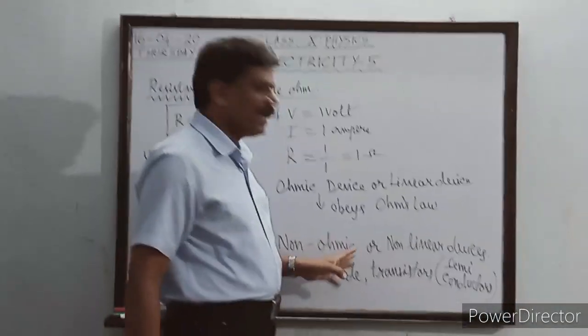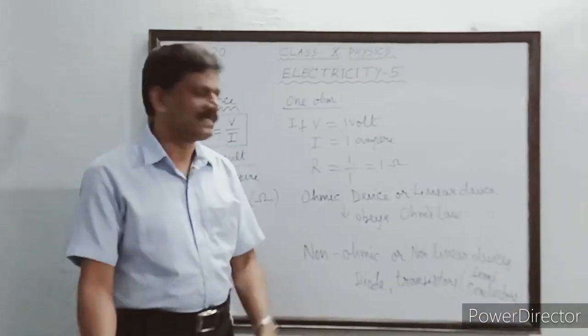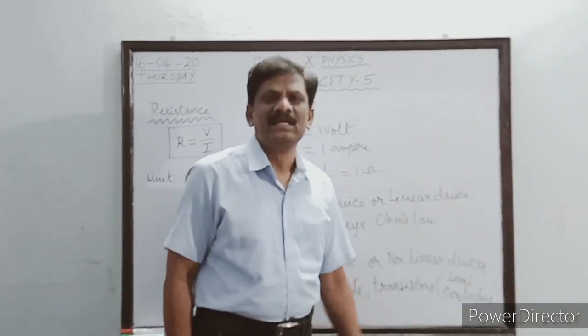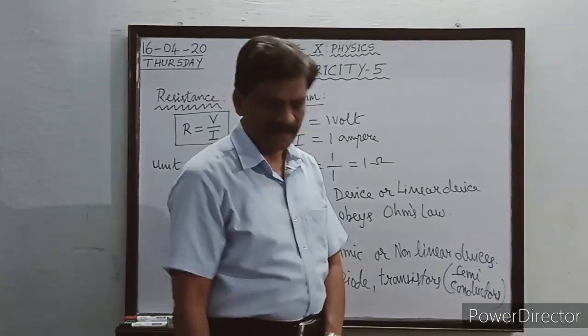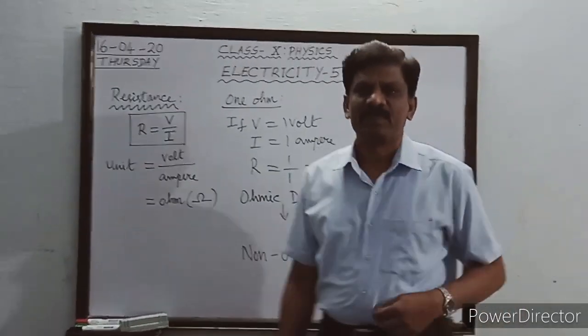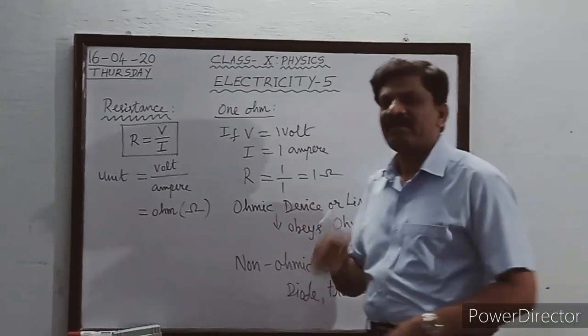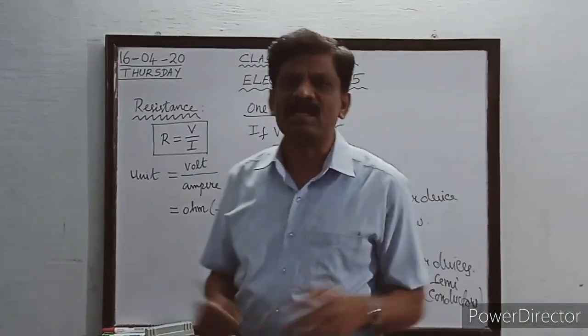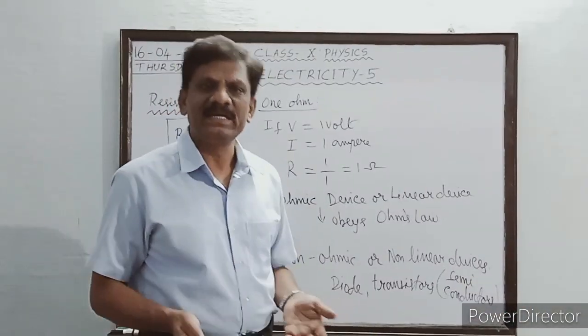Okay. Why are non-ohmic devices otherwise called non-linear devices? Yes, your answer is correct. Your thinking is good. Because the graph drawn between the voltage and current is not a straight line but a curved line.